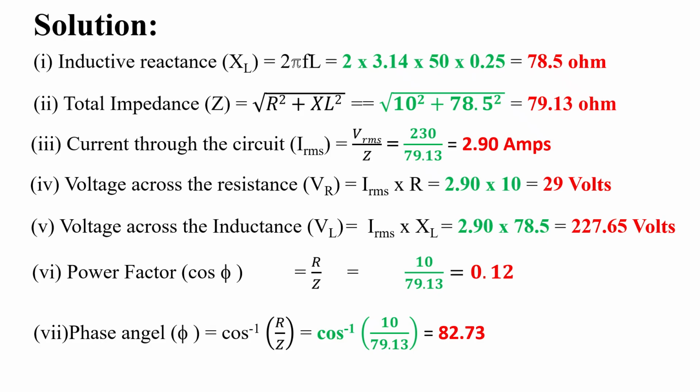Then power factor cos phi equal to R by Z equal to 10 by 79.13, 0.12, and phase angle is cos inverse of R by Z. R is given as 10 and Z is equal to 79.13. So we always have a practice of writing our units for all the parameters.